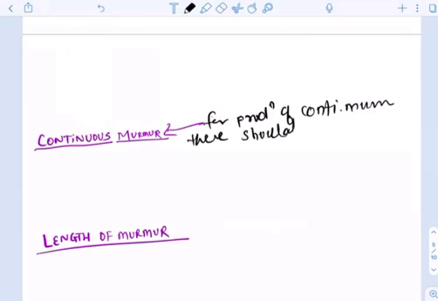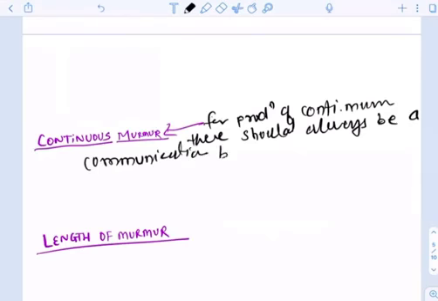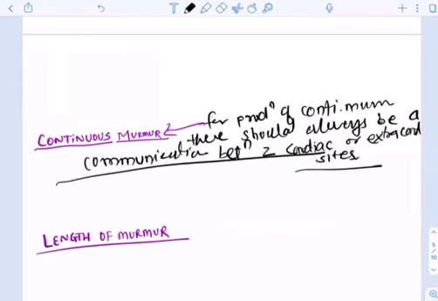there should always be a communication between two cardiac or extracardiac sites. So there has to be a communication between two cardiac or extracardiac sites, and only then will a continuous murmur occur.